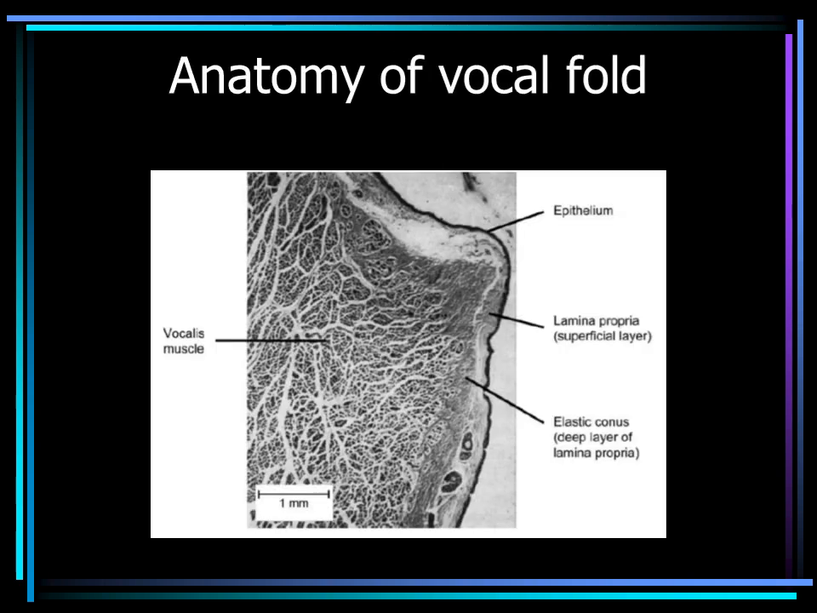Now coming to the anatomy of the vocal fold, it is basically made up of the vocalis muscle in the bulk. Then it has a layer of lamina propria, which is a superficial layer. Then there's an elastic conus deep layer. So this lamina propria has a superficial layer and a deep layer. The deep layer has the elastic conus, whereas the superficial layer is the lamina propria. Then it has an epithelium covering on the top.